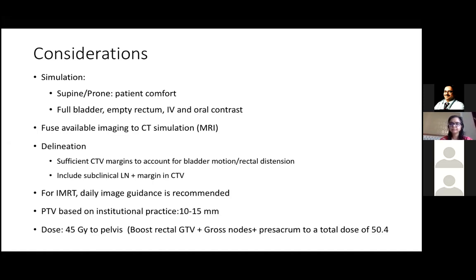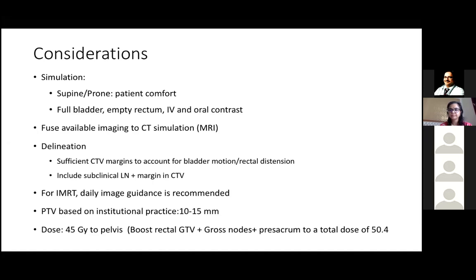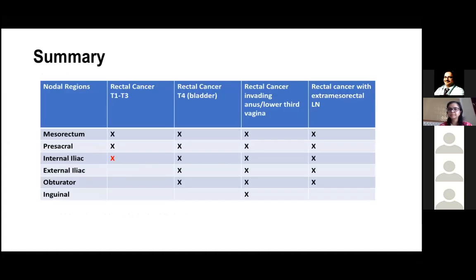So the usual prescription dose is around 45 to 50 gray to the pelvis. And if we want to boost any of the gross disease, we can go up to 54 gray also. So to summarize and to just remember it as a take-home message, for early diseases, basically mesorectum, presacral, and internal iliac. This is what we are wanting to treat for all cases. Now, I have marked in red because I will be referring to it in a different slide. So just remember that these three are mandatory.